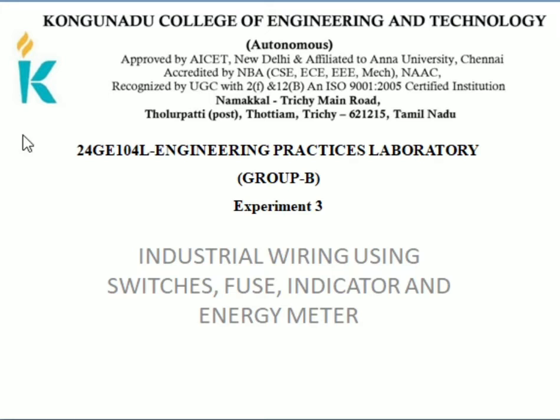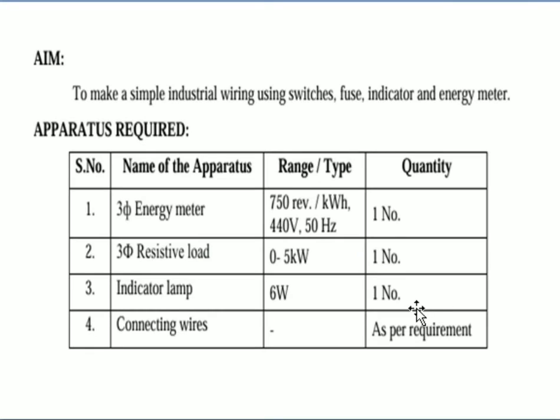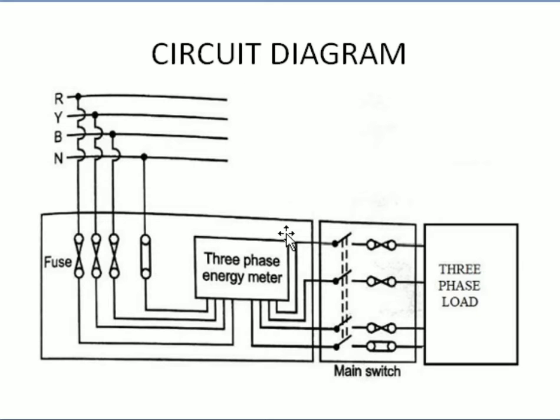This is the basic apparatus required for industrial wiring. A 3 phase energy meter is required, a 3 phase resistive load, an indicator lamp, and connecting wires. This is the general circuit diagram. The 4 lines will be there for industrial wiring. From the nearby post, we take all the lines and give them to the input of the 3 phase energy meter. From the energy meter we take the output and give it to the main switch and fuses, and then to the 3 phase load.